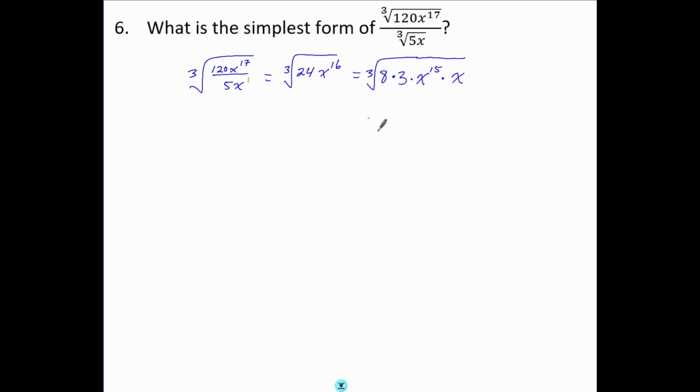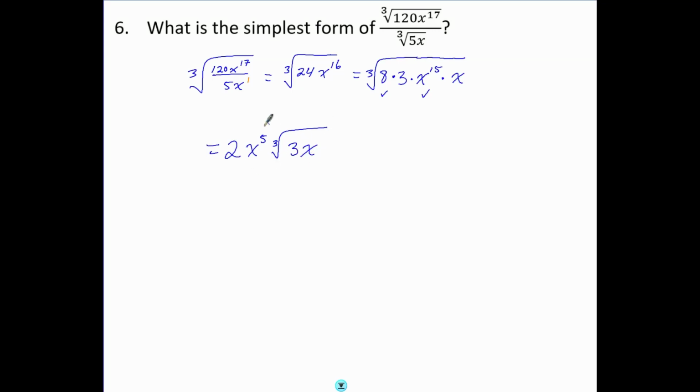So then we just split it up like we did on the last problem because we know the cube root of 8 is 2. And we know that the cube root of x to the 15th, well, 15 divided by 3 is 5. So that's my new exponent, x to the 5th power. Well, this is done. Everything else is going to stay inside the cube root. So the cube root of 3x.